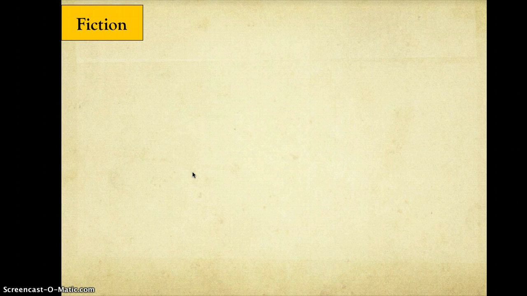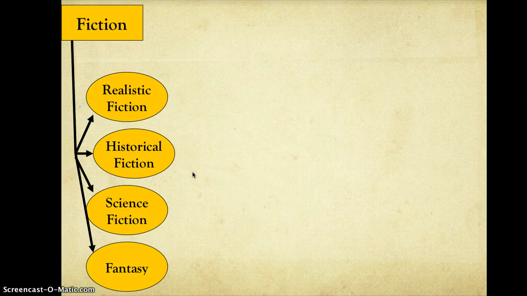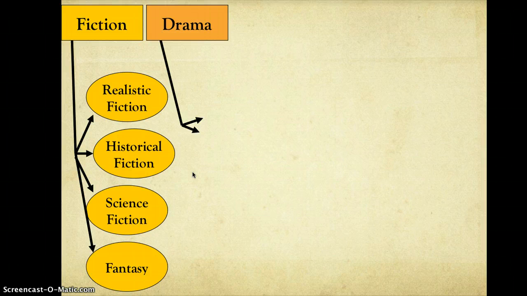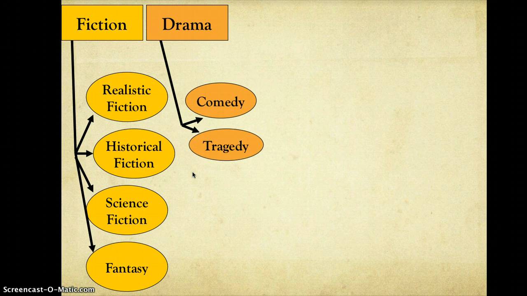Okay, so let's tackle the five major ones first. The first one is fiction. That's probably the biggest one because we have all sorts of different subcategories of fiction, but probably the biggest, most widely read ones are realistic fiction, historical fiction, science fiction, and fantasy. Drama is another category or major genre, and that can really be divided into two different subgenres, comedy and tragedy. We have nonfiction, a biggie.